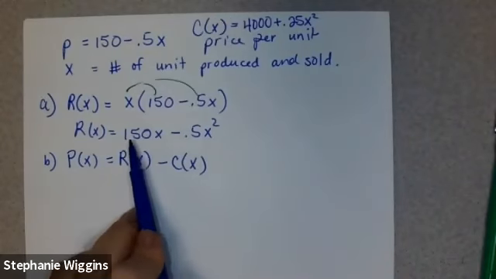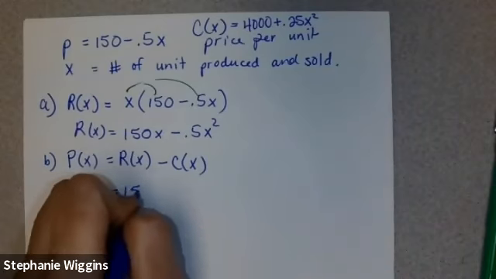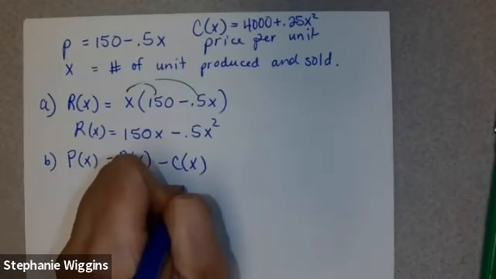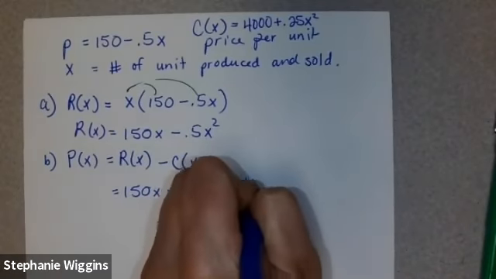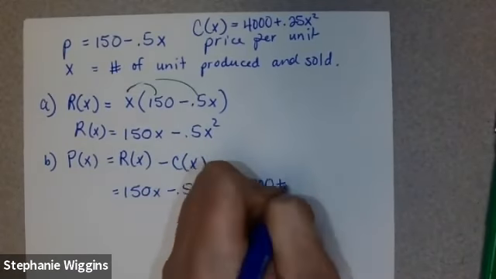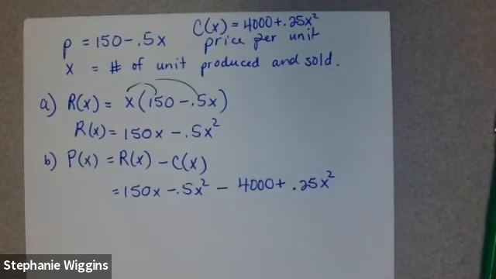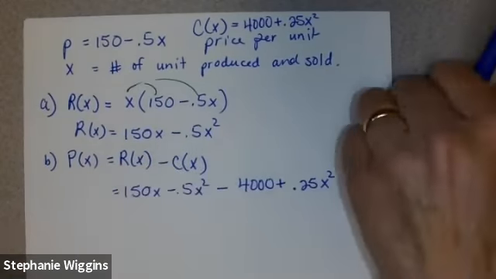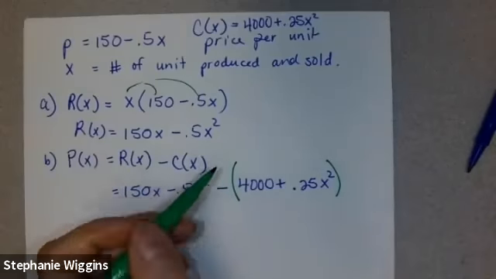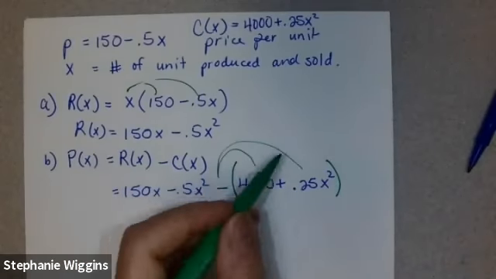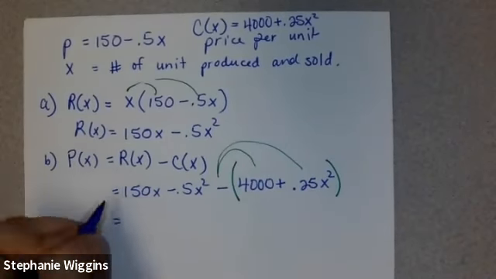So we're taking the revenue that we calculated in part A, and we're going to subtract the cost. Now be careful here. The cost is 4,000 plus 0.25x squared. You need to subtract the whole thing. So it's really important to have those parentheses in there, and then you're going to distribute that negative. So be careful with that. That's a common mistake.